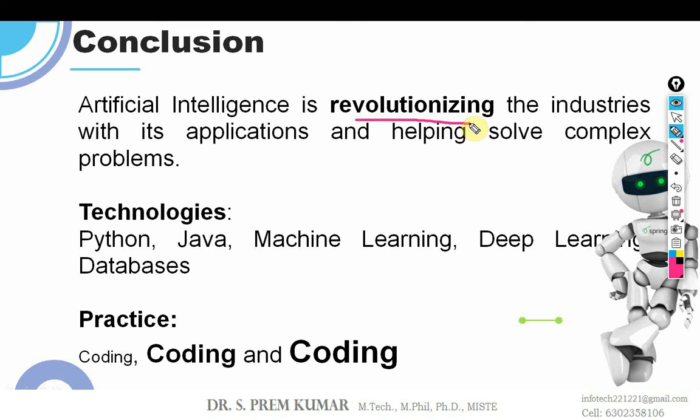What I would like to conclude is that artificial intelligence is revolutionizing industries with these applications and helping solve complex problems. Very complicated problems are being solved with artificial intelligence. The best suited technologies are Python, Java, machine learning, deep learning, and some databases, all of which are suitable for entering the field of artificial intelligence. And dear students, the only point is you need to have rigorous practice in coding. When you are a very good coder, you can penetrate into the depths and roots of artificial intelligence, and you can bring laurels to the society and the organizations in which you work.